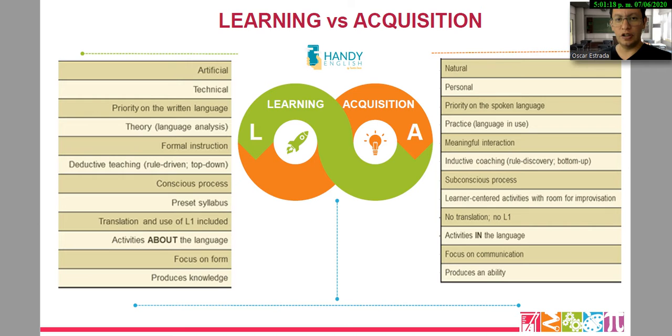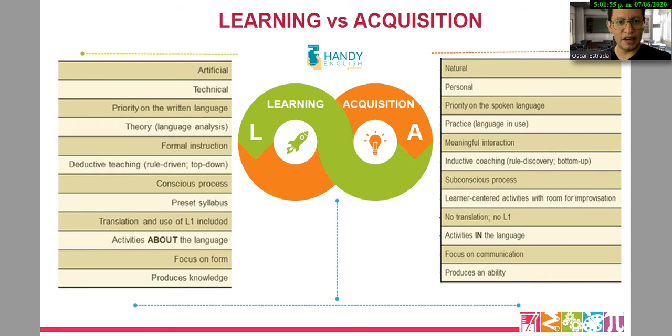Then we're going to talk about language learning versus language acquisition. Both the Broca and Wernicke areas are in charge of acquiring and learning the language. This is the main topic, so let's take a look at this. Language acquisition naturally happens when we are born and when we receive the language from our parents. Okay, our native language, we acquired it. If we speak a second language, we might have acquired it as well, or learned it. But let's take a look at what the differences are.